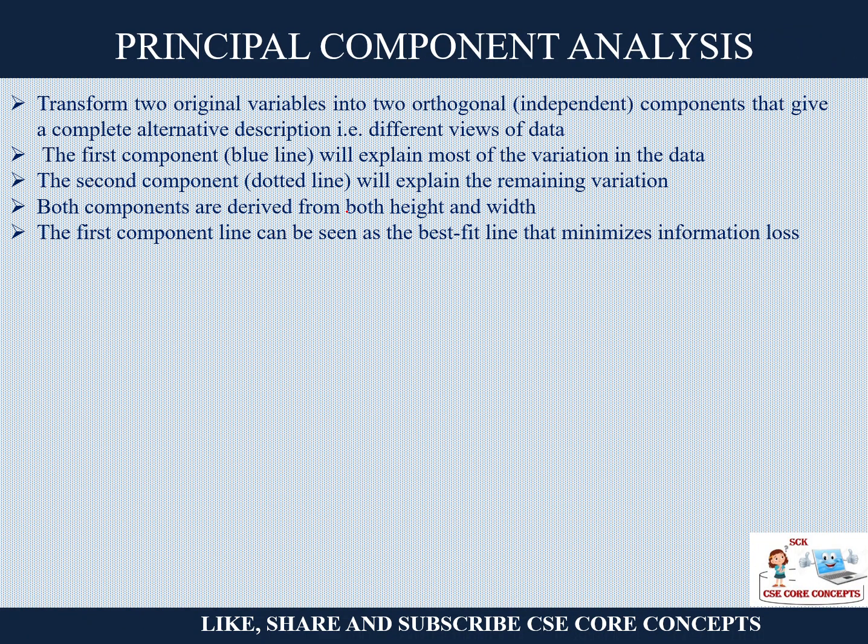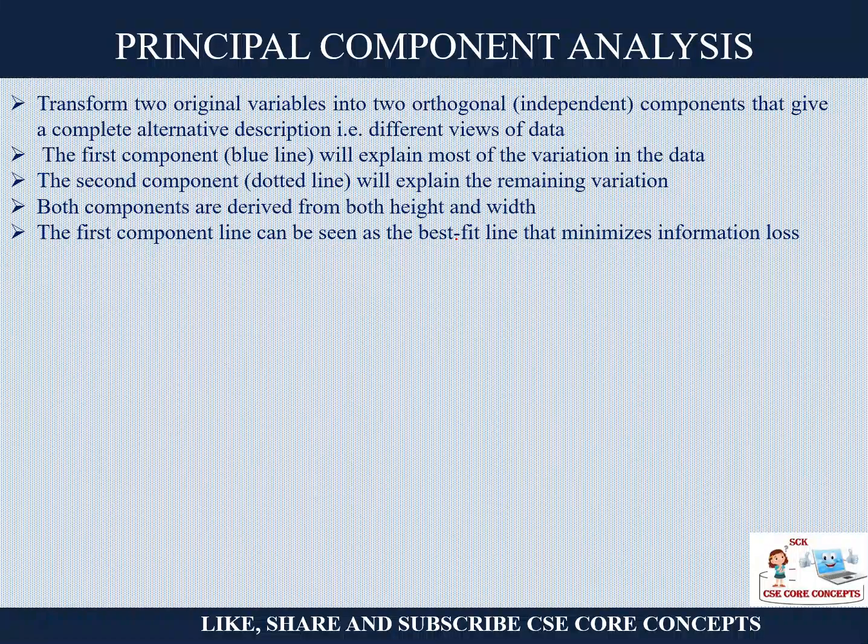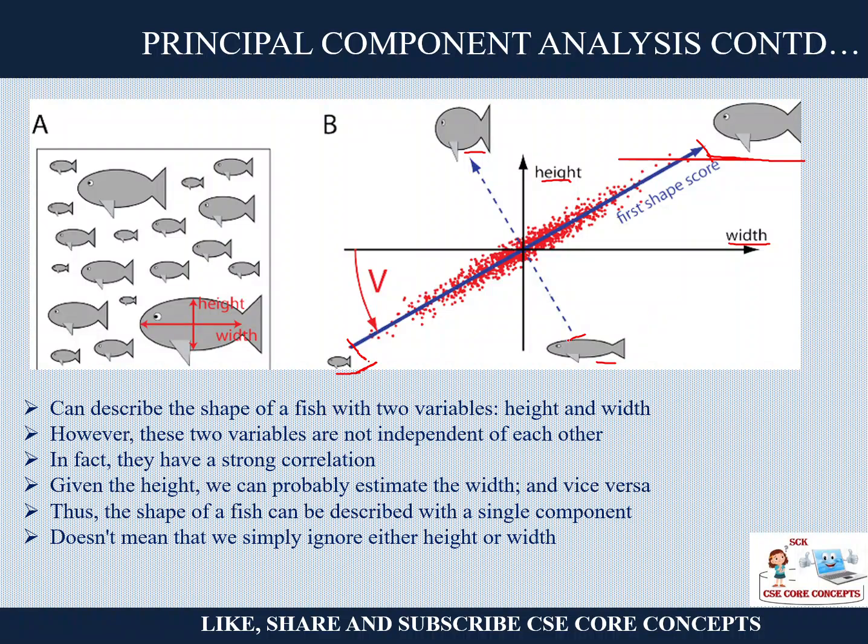Right? The second component, that is the dotted line, is explaining the remaining variation. These are the different variations. This is a medium type fish, not very big, not very small. This is another fish, which is also of another shape. So this dotted line is showing the remaining variation. Both the components are derived from height and width.